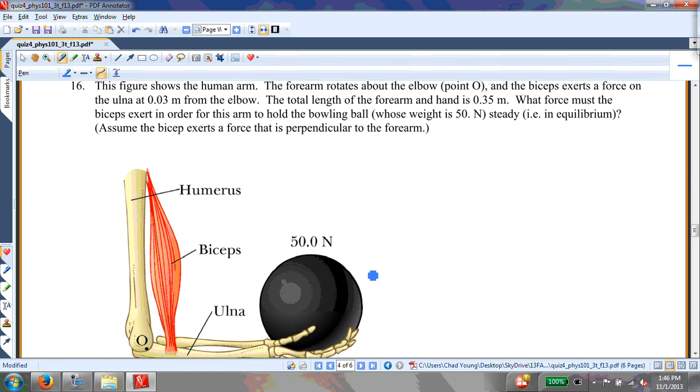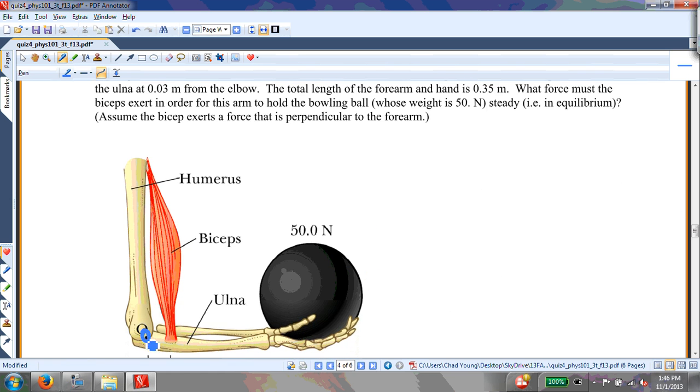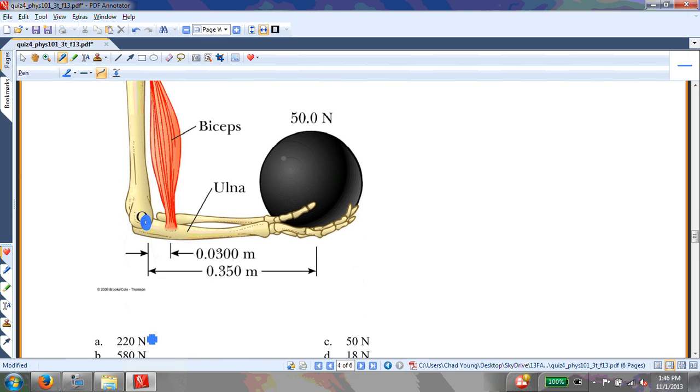All right, this figure shows a human arm, rotates about O, gives the length there. I want to know what is the force that the bicep must exert. This came from an old test, actually. I think I just copied and pasted it. I have a force here. Actually, let's redraw it. I have my axis of rotation is there. I have a force here, and I want to know what that force here is.